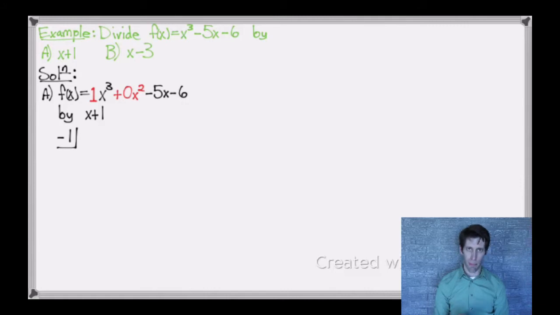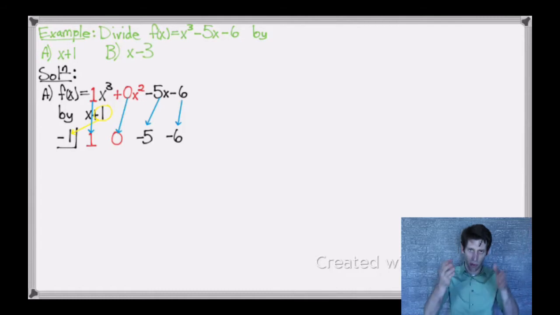The first step in the synthetic division algorithm is to take that plus 1, that x plus 1, change the sign, and put it in a box in the upper left-hand corner. And that's what you see here. The next thing we're going to do is take all the coefficients on the terms of the polynomial and write them down in order. In this particular case, 1, 0, minus 5, and minus 6 are the coefficients on x cubed, x squared, x, and the constant respectively. Here I've drawn you some arrows so that you can see where those numbers come from.